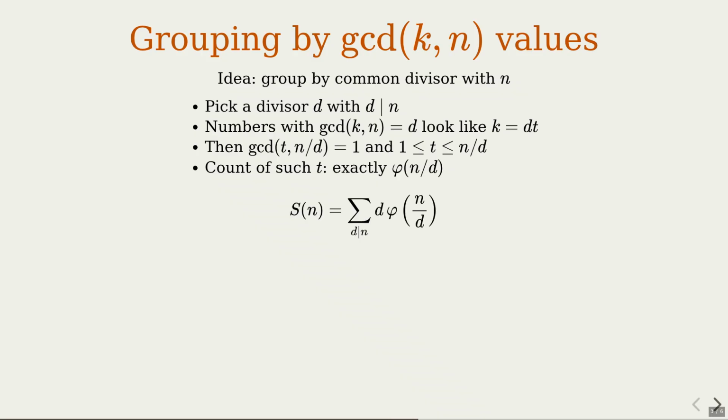Putting all the groups together, S of n becomes a sum over all divisors d, where each term is d times phi of n over d. So we have turned a long sum over k into a shorter, more structured sum over the divisors of n. Later, you may see this written as a Dirichlet convolution. But the key story is just grouping by the greatest common divisor and counting with the totient function.